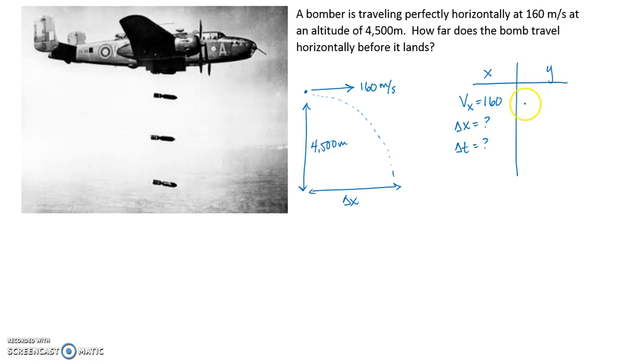In the y-plane, one of the things I know for a fact is I'm going to fall down, so I know my displacement. And since I'm falling down 4,500 meters, that's going to be a negative displacement. And then I know that I'm in free fall, so my acceleration is negative 9.8 meters per second squared. And since it's perfectly horizontal, my initial velocity in the y-plane is going to be 0. It's not at any angle, up or down. It might as well have just been dropped for all I care.